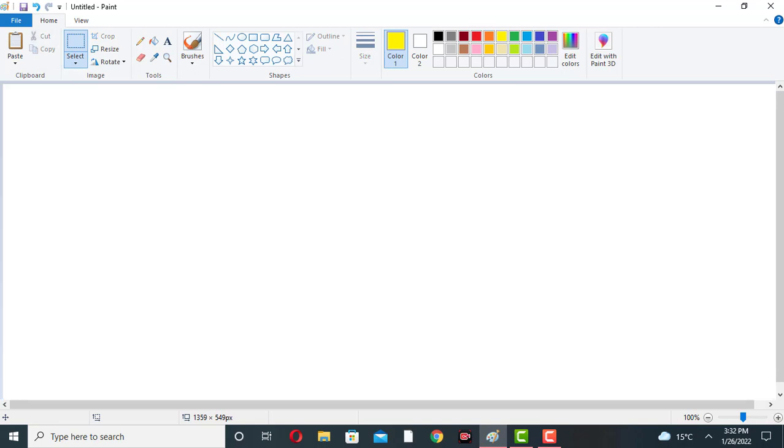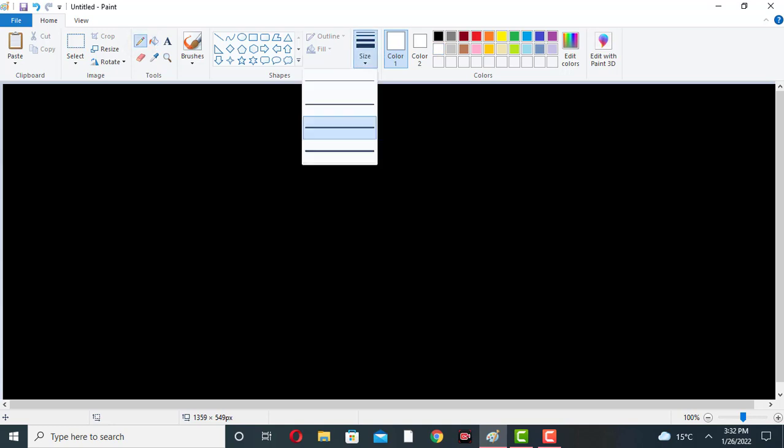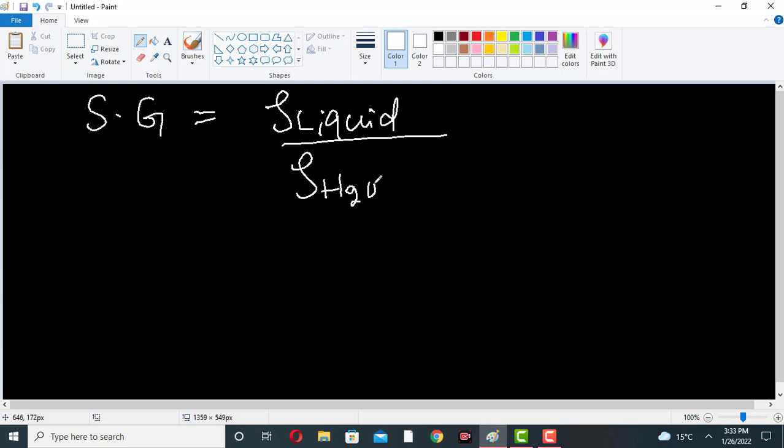Now there is another term which is called the specific gravity for the fluid. What is the specific gravity? The specific gravity is denoted by Sg, and it is a dimensionless ratio. For a liquid, the specific gravity is the density of the liquid divided by the density of liquid water at standard condition, at STP, standard temperature and pressure.